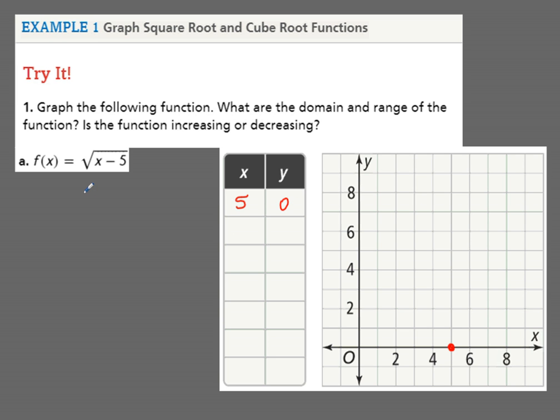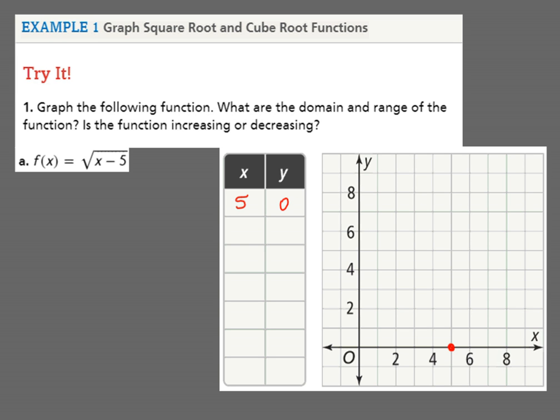For example, if I plug in negative 1, I get negative 1 minus 5, and the square root of that is the square root of negative 6, which is imaginary, and I can't graph it. Can I plug anything in below 5? If I plug in 4, 4 minus 5 is negative 1, and the square root of that is an imaginary number. So I can't plug in anything below 5 on the x-axis, which should give you a hint of your domain.